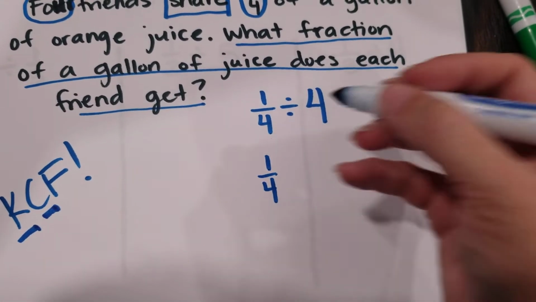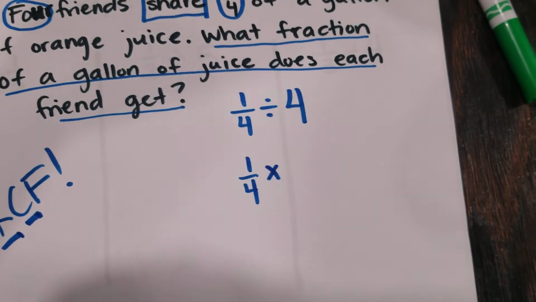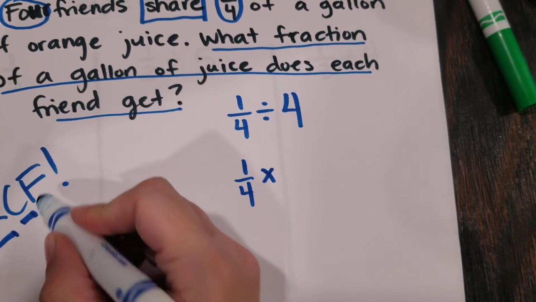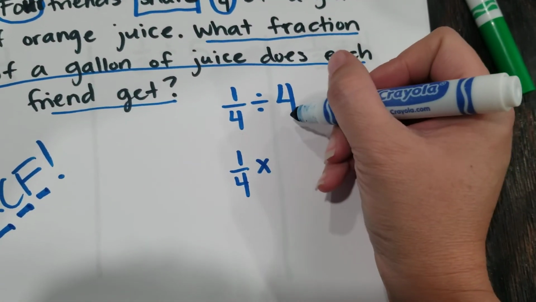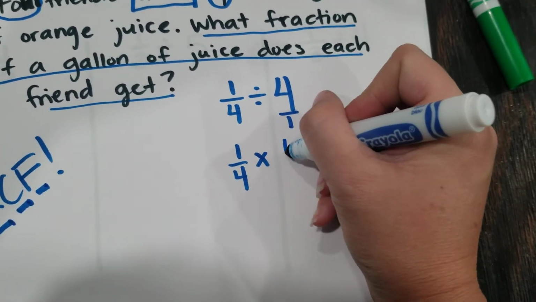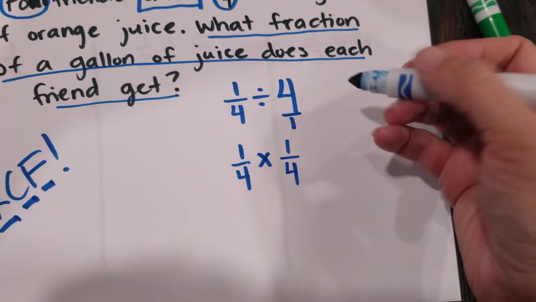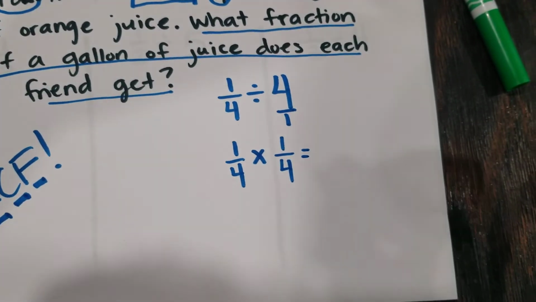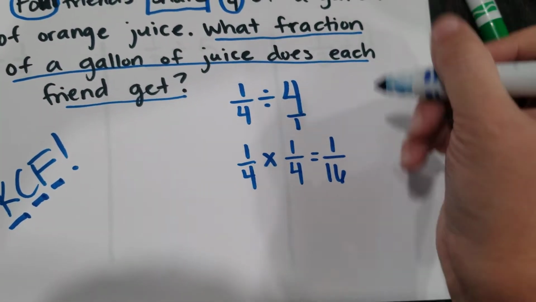C stands for change. We're going to change this division problem into a multiplication problem. And then F stands for flip. We're going to flip this whole number, because remember, a whole number can have a 1 underneath it. We're going to flip the whole number into a fraction, and it is now 1/4 also. And here's our new problem. 1/4 times 1/4. We solve across, and we get 1/16.